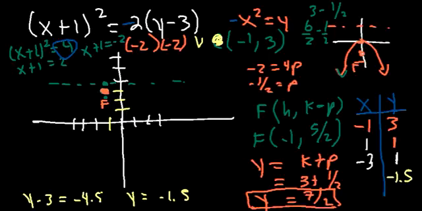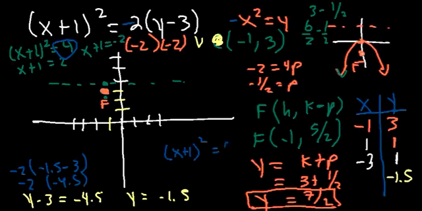So if I plug in negative 1.5, I get negative 2 times negative 1.5 minus 3, which is negative 2 times negative 4.5. That's 9. So therefore, x plus 1 squared is equal to 9. And if you square root both sides, x plus 1 is equal to 3, which means x is 3 minus 1, which is 2. And x plus 1 is equal to negative 3, so x is negative 3 minus 1, which is negative 4. So that should be enough points for this particular example.